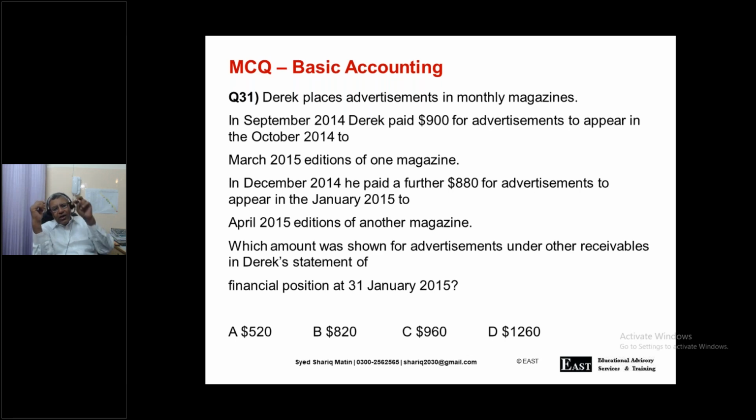There are two different payments on the same magazine or two different magazines, by the same fellow, right? The businessman is advertising in two different magazines. One payment is for 6 months for 6 issues. Second payment is for 4 months for 4 issues. And my year end is January the 31st, right?